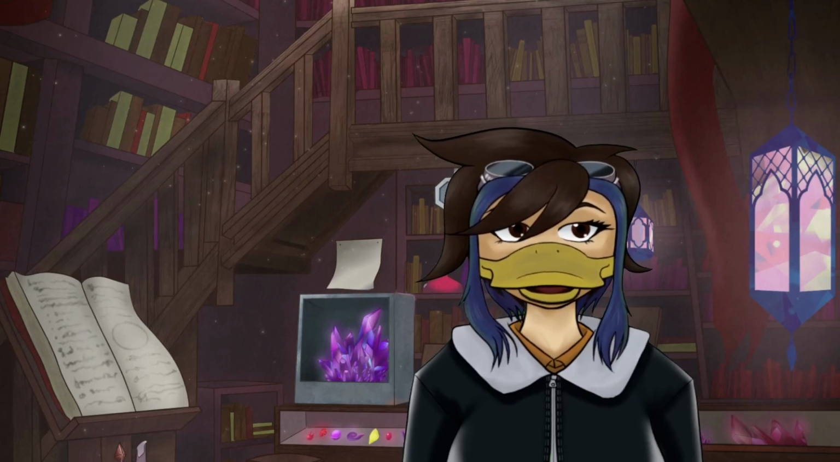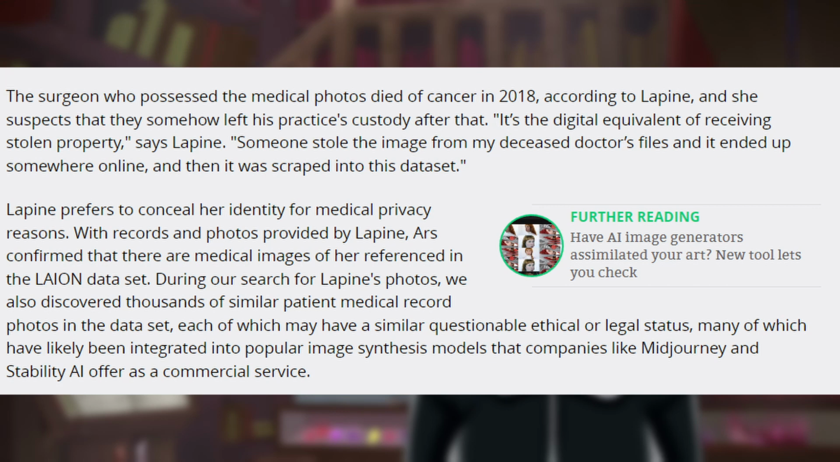Per the Ars Technica article, they discovered thousands more of similar patient medical record photos in the dataset, quote, each of which may have a similar questionable ethical or legal status, many of which have likely been integrated into popular image synthesis models that companies like Midjourney and Stability AI offer as a commercial service, end quote.